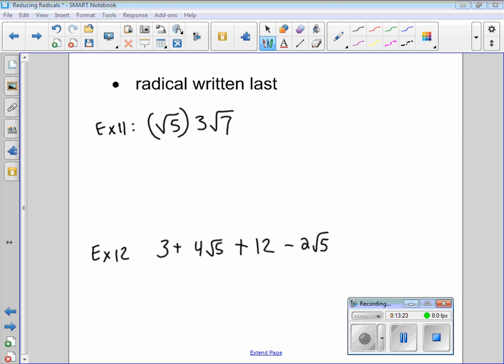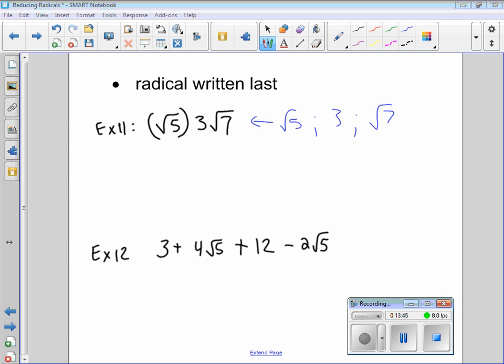Last but not least, the radical is written last. If you look at this, I have a series of numbers being multiplied. There's really 3 numbers here that are being multiplied. We have the square root of 5, we have 3, and we have the square root of 7, all being multiplied because there's parentheses or a number right next to a radical. It's all 3 numbers being multiplied.